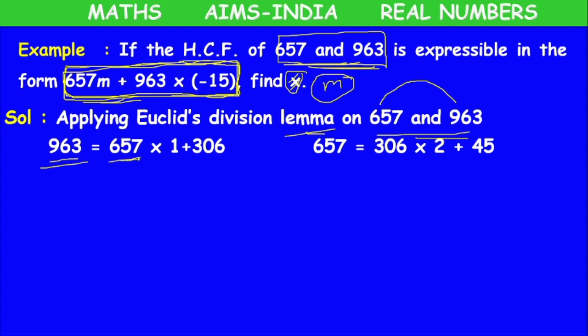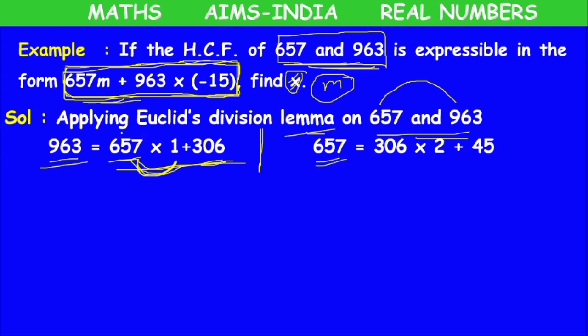657 will be the divisor. If we take one time, 657 ones are 657, remainder will be 306. So this is the first step. So here Euclid division algorithm means this Euclid division lemma step we have to continue.